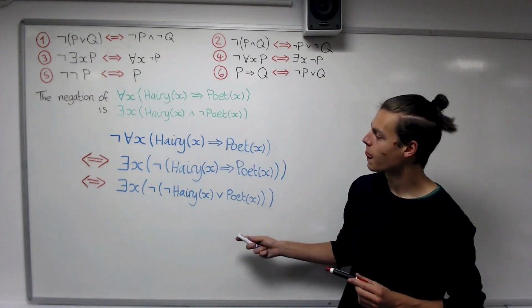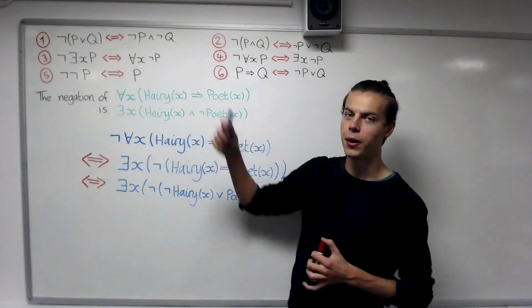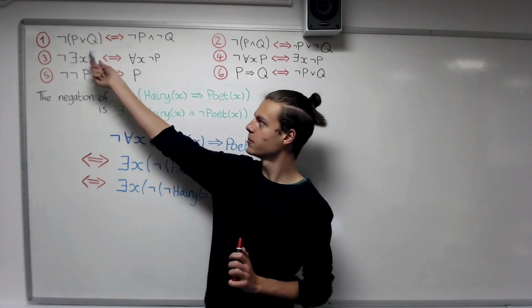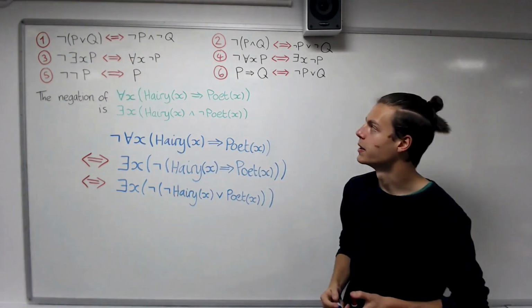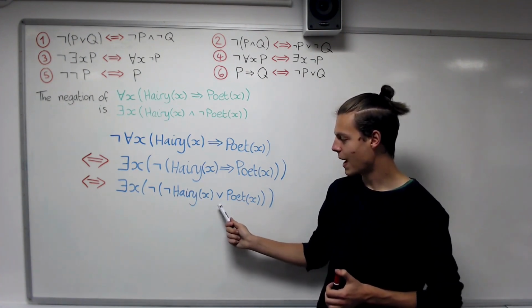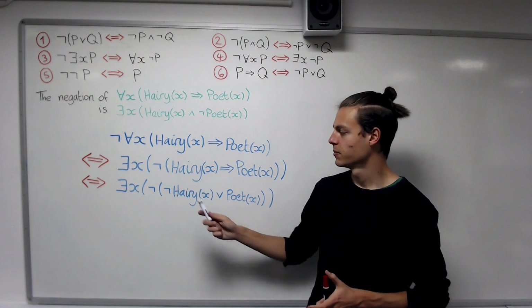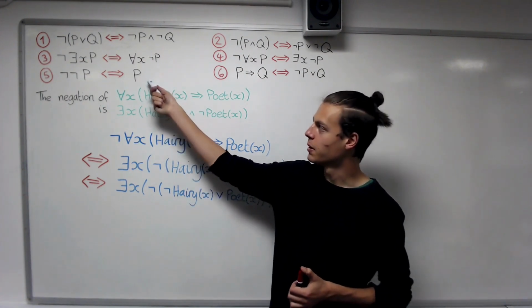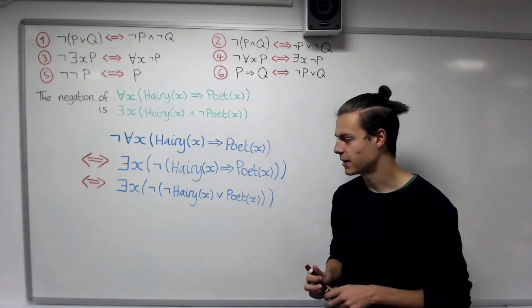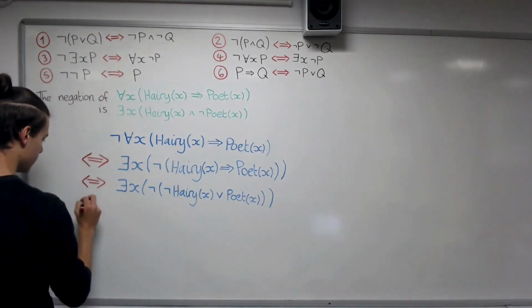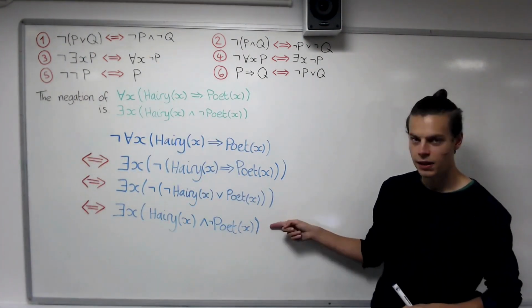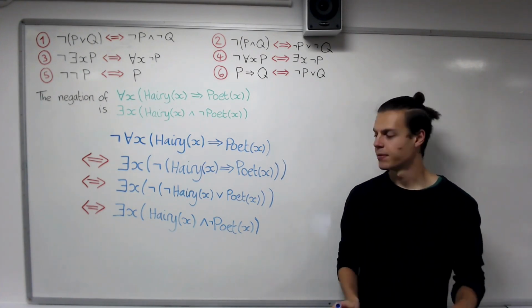Now we can apply law 1. We have negation of an or statement, and so we can equivalently write it as not hairy X and not poet X. And the not not we can change to simply hairy X using the law of double negation. So let's write this. And this matches what we claimed originally.